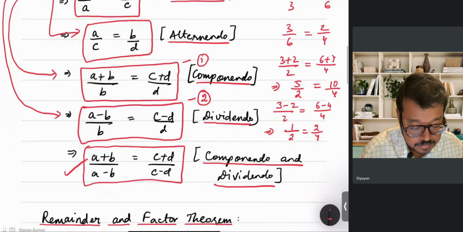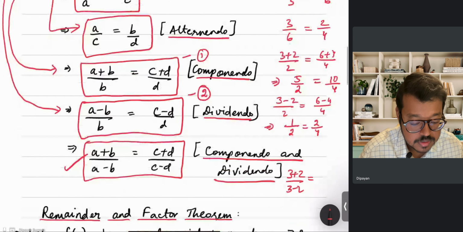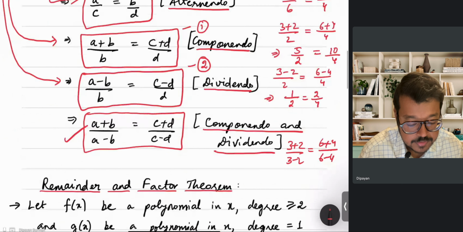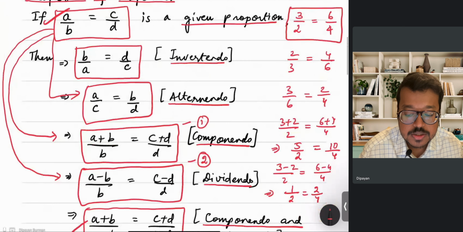And finally, if I had applied componendo and dividendo to my given proportion, then I will get (3 plus 2) by (3 minus 2) is equal to (6 plus 4) by (6 minus 4), which will give me 5 by 1, that's equal to 10 by 2, and that's also true. So these are the 5 properties of proportion.